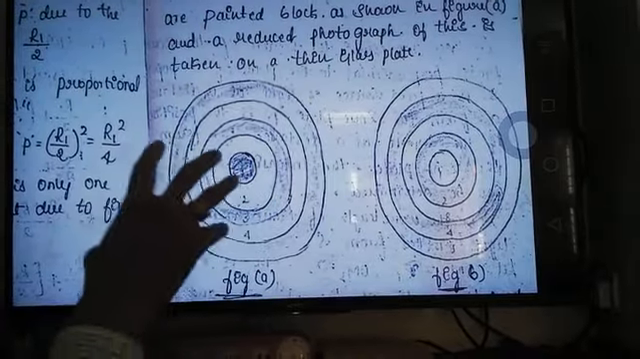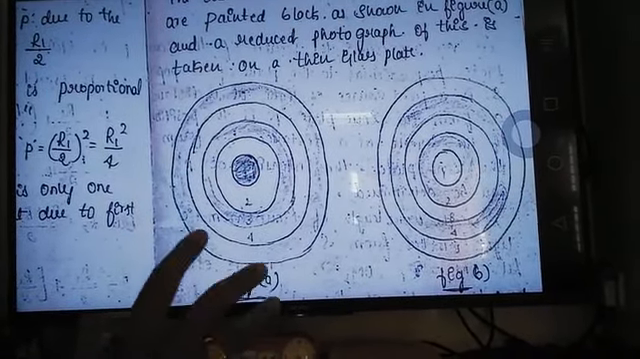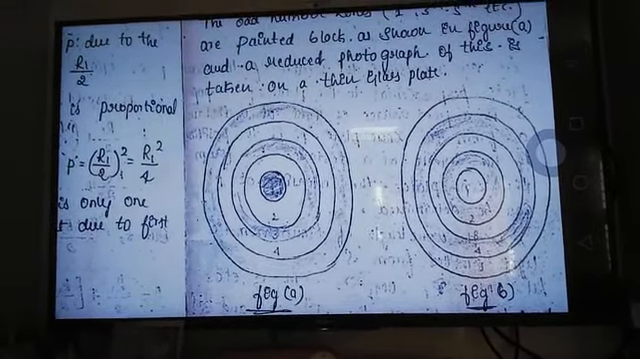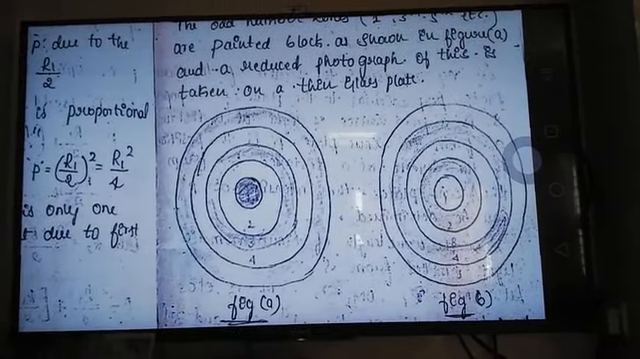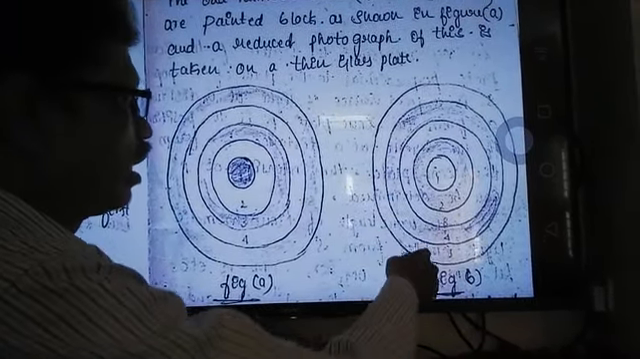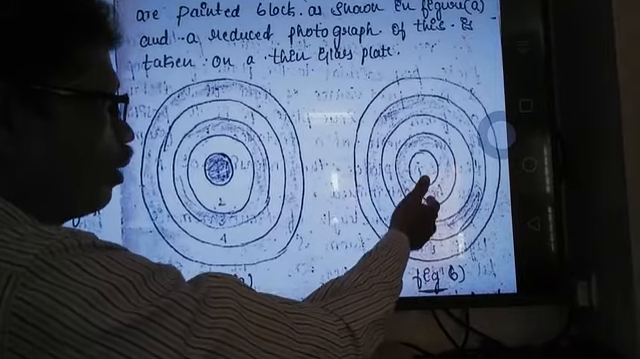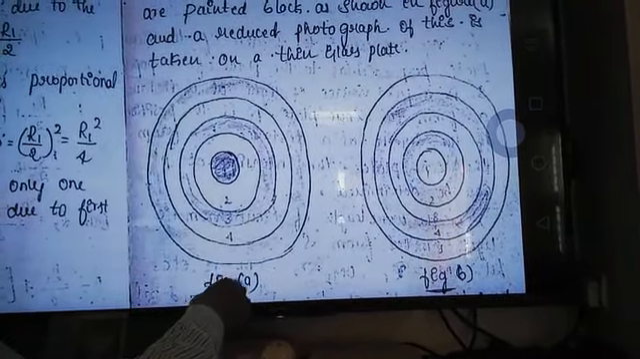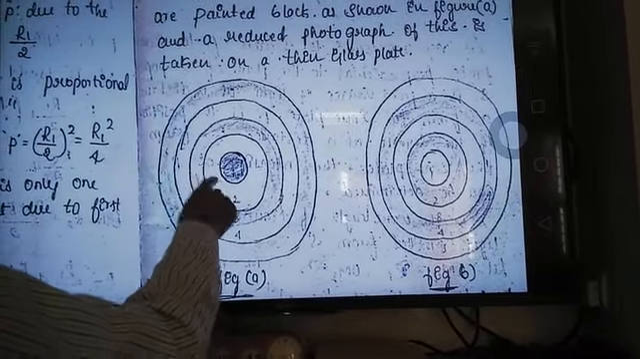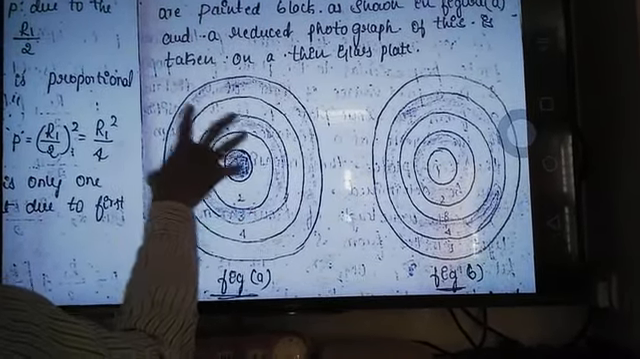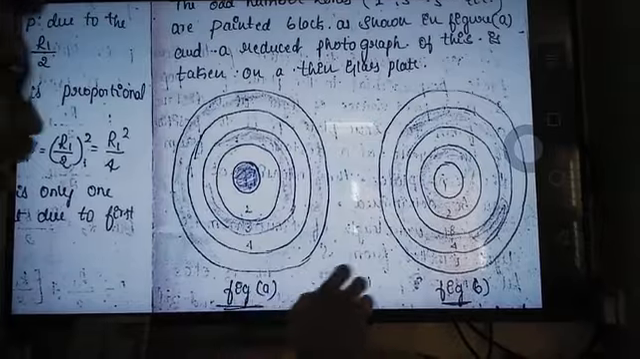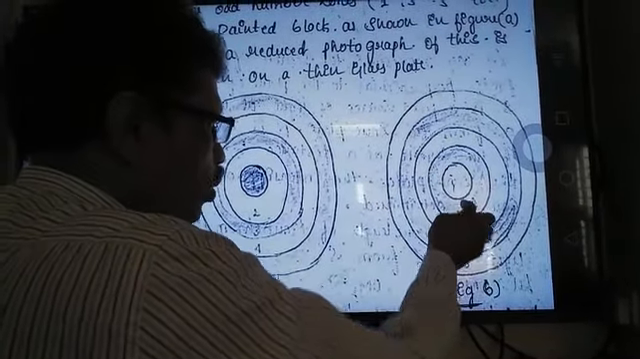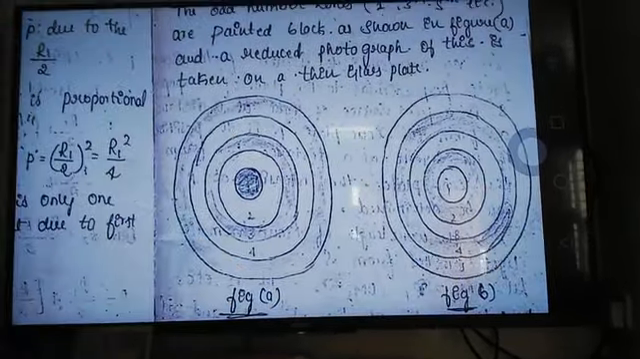And take the reduced photograph. The negative becomes like this: 1 becomes transparent, 2 becomes opaque. Similarly, in figure A, zones 1, 3, 5 are blocked. In figure B, zones 2, 4, 6 are blocked.